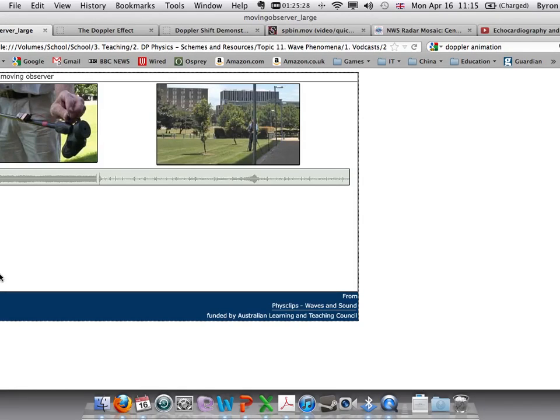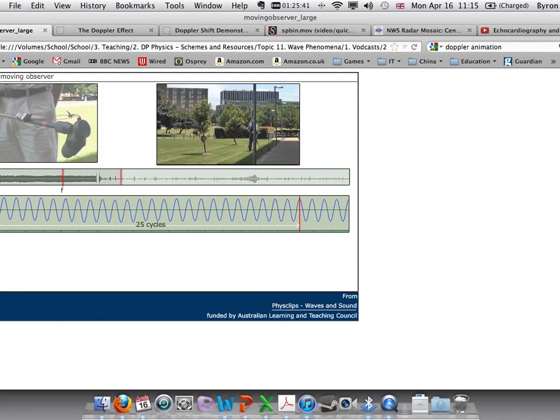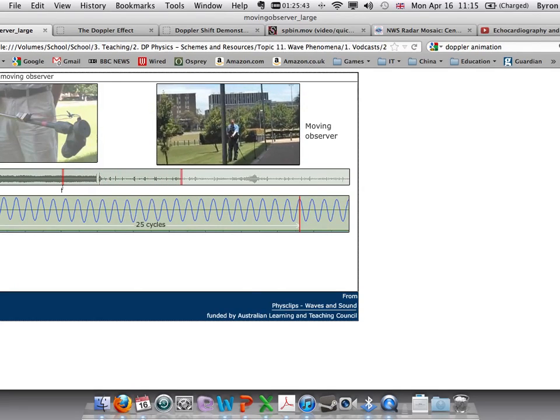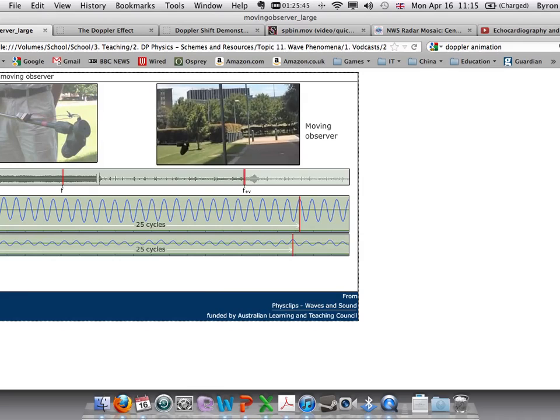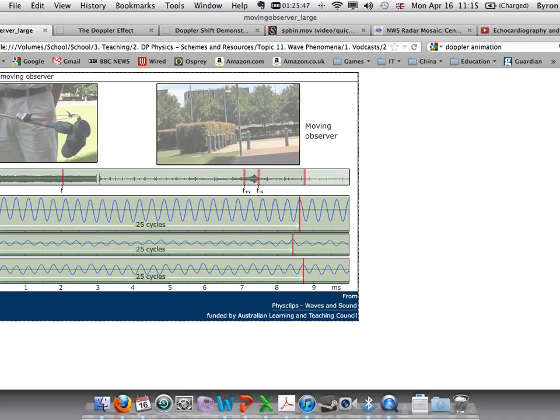Alternatively, we could have the moving observer. So here we have a sound source that's on a stick, and now we have the video camera attached to the cyclist. This is from the point of view of the cyclist, and again, you can see the change there of the frequency.